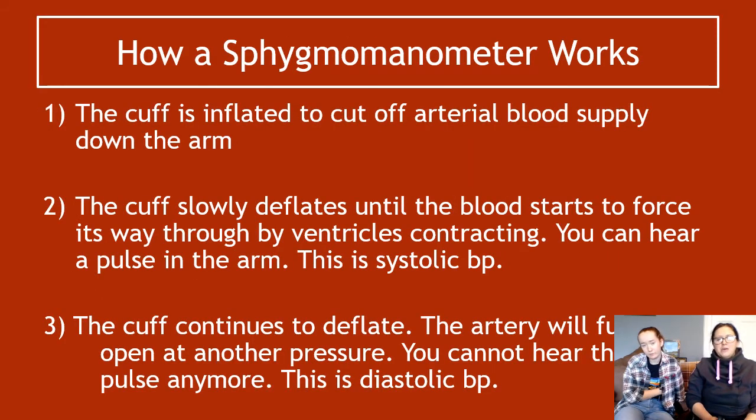Okay, now how a sphygmomanometer works. A sphygmomanometer is a heart pressure meter thingy, okay? You do need to know that word because we've had prelim questions that have cropped up asking you to name a sphygmomanometer, okay? This is how it works. Number 1, you put the cuff around your arm and it's inflated, and what it does is it cuts off your arterial blood supply down the arm. The pressure is so hard that it cuts off that deep artery that is inside your arm.